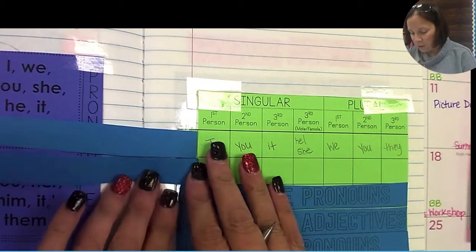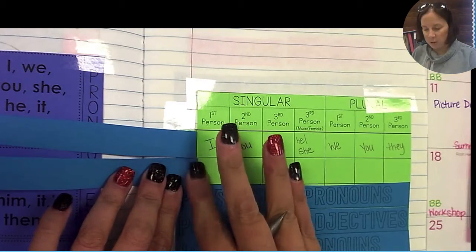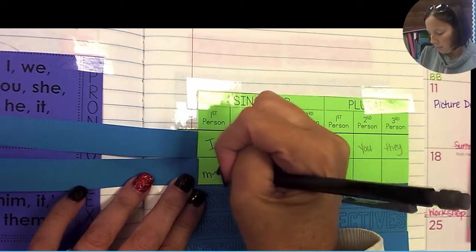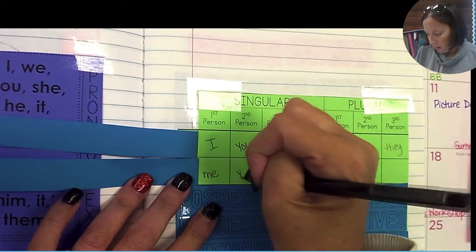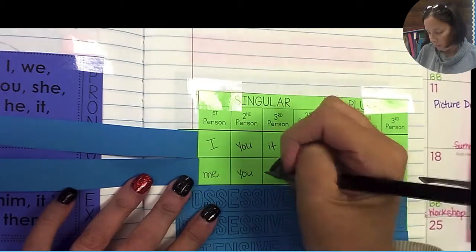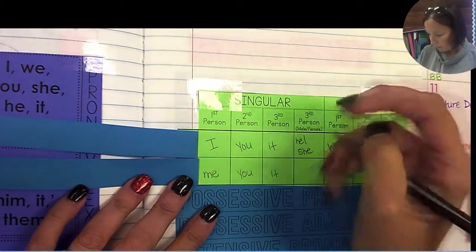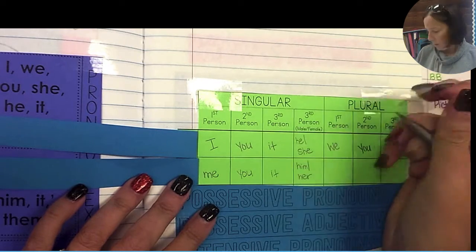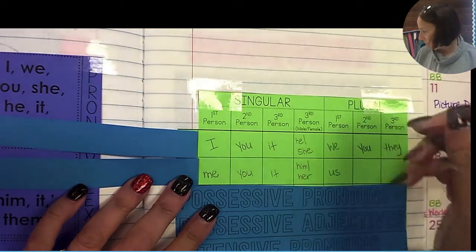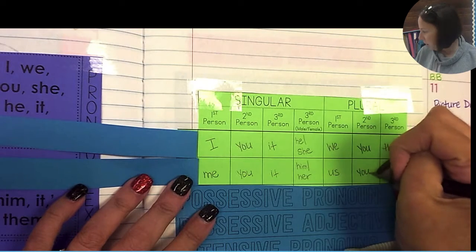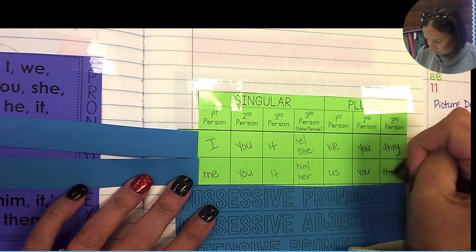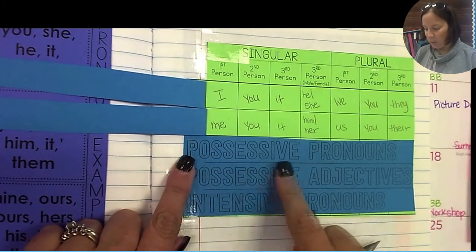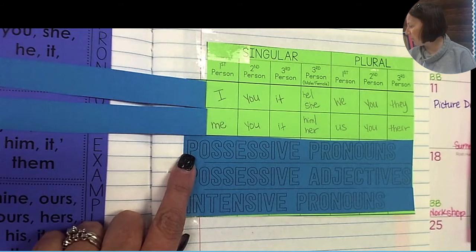subject pronouns are a lot of times used at the beginning of sentences, and objects are used at the end of sentences. So you'll have me, you, it, him or her, us, you, and them. Okay, so if you look, the next one is possessive pronouns.